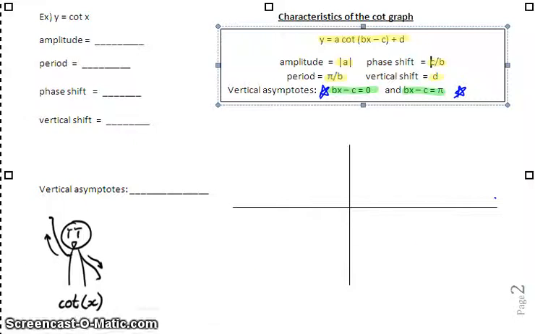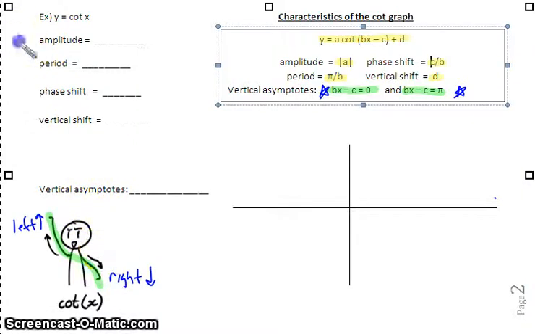The other difference is that when you actually draw the graph, it is going to look like this, where the left side is rising and the right side is falling. So left side is going up, right side is going down. Again, that's important to keep in mind when you graph it. So we'll find all of the characteristics, we'll put our vertical asymptotes on, and then we'll make our graph go right through the middle of the vertical asymptotes.